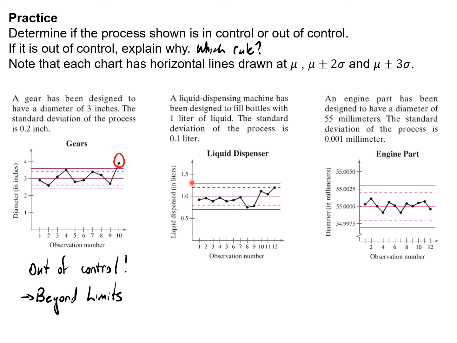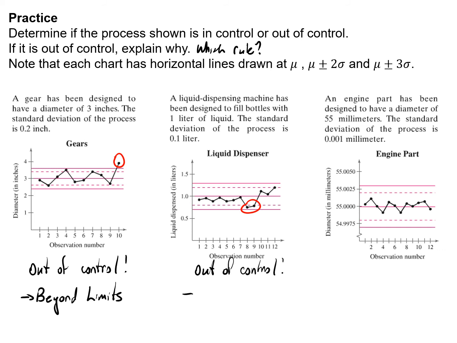So is anything beyond the limits, anything above this line or anything below this line? Well, no, we're perfectly fine. So we'll move on to zone A. Anything outside the 2 sigma limits? That dotted line, here's the 2 sigma. Nope, we're okay. Actually, 2. We have 2 points outside, so out of control.